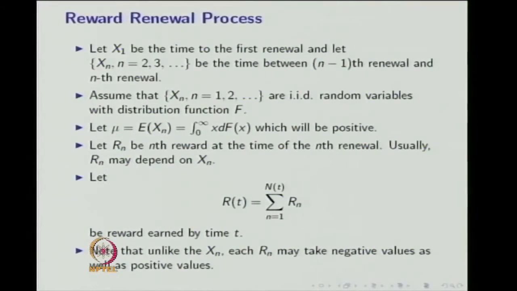Let Rn be the nth reward at the time of the nth renewal. For each renewal, you are attaching a reward at the time of the renewal. Usually, Rn may depend on Xn. Now we are defining a new random variable R of t, a function of t, that is nothing but the summation of Rn, where n is running from 1 to N of t, where N of t is a renewal process.